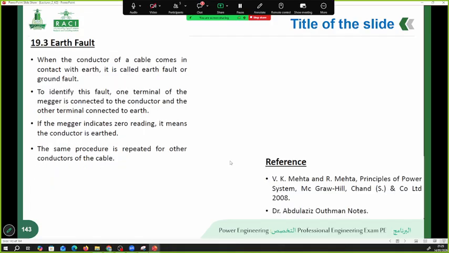An earth fault, also known as a ground fault, occurs when a conductor of a cable comes into contact with earthed shields or the ground itself. To identify this type of fault, one terminal of a Megger is connected to the conductor and the other terminal is connected to the earth. If the Megger indicates a zero resistance reading, it confirms that the conductor is earthed and thus an earth fault has occurred.